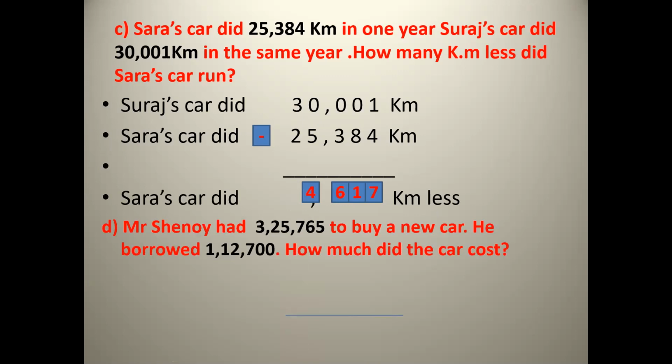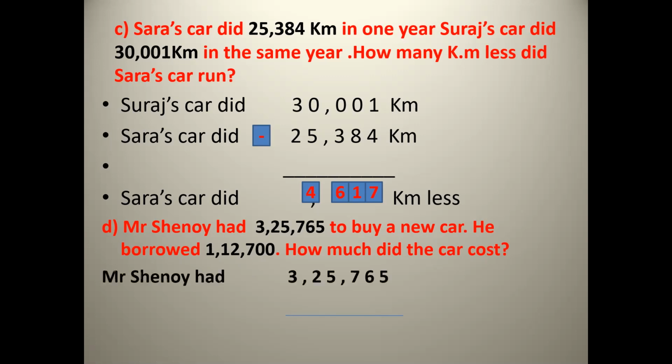Last question here. Mr. Shinoy had 3,25,765 to buy a new car. So Mr. Shinoy had 3,25,765 because he wanted to buy a new car. He borrowed 1,12,700. How much did the car cost? So he had this number and he borrowed this number. So to know how much the car cost, we will add these two numbers.